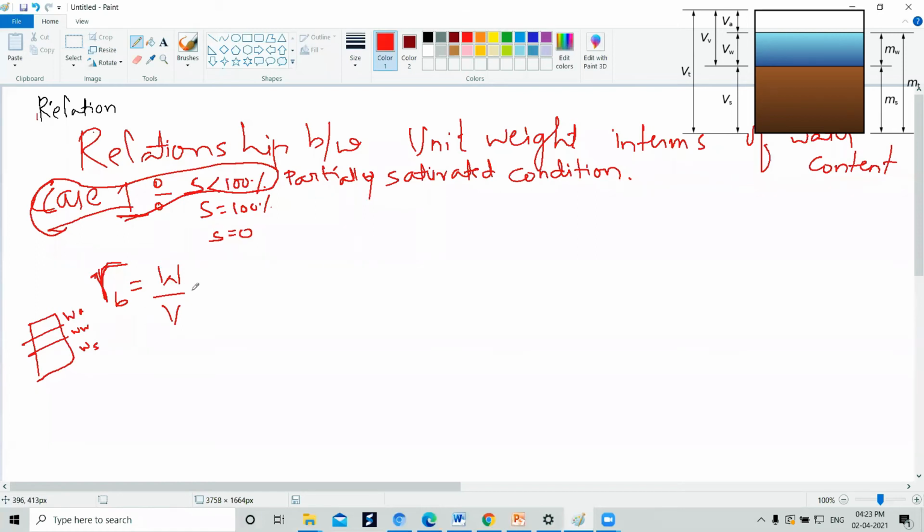Now bulk density means what? Come on, you can say this. It is equal to WS plus weight of water, because weight of air is considered equal to 0. Does air have weight? Right. So it is weight of solids plus weight of water divided by total volume. Clear? We know already that VA is equal to 0. This is your bulk density.